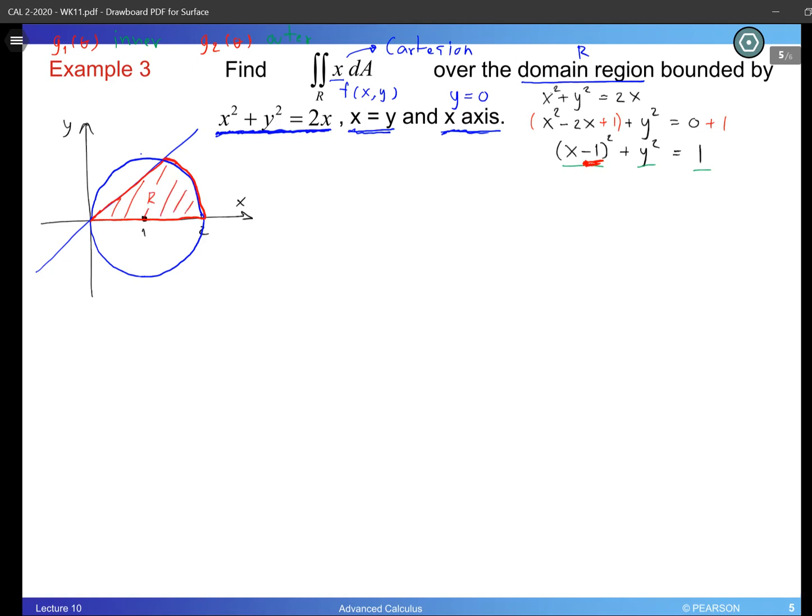But just like in the last example, we notice that R has a circular shape. So once again, we see a circle right here. We are going to try the polar coordinates again. Let's try polar form.